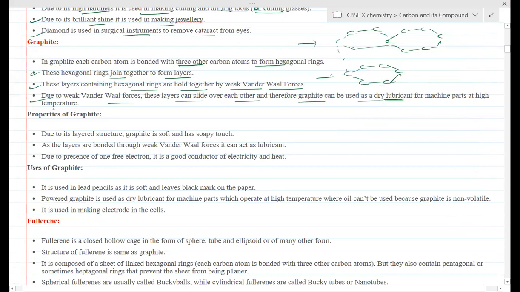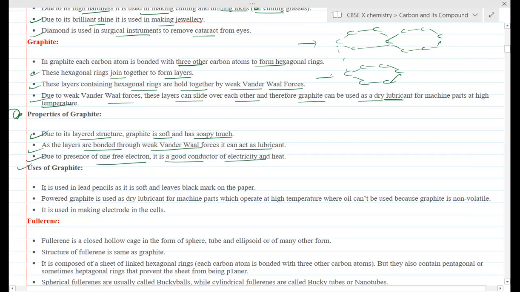At high temperatures. When we talk about the properties of graphite, due to its layered structure, graphite is soft and has a soapy touch. As the layers are bonded through weak van der Waals forces, it can act as a lubricant. And due to the presence of free electrons, it is a good conductor of electricity and heat.